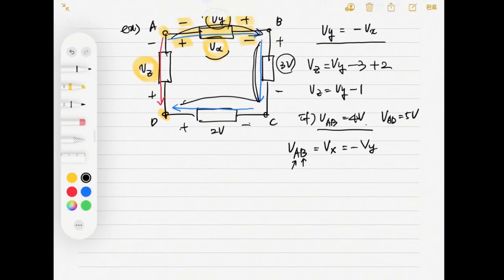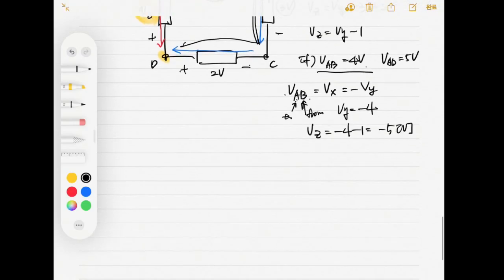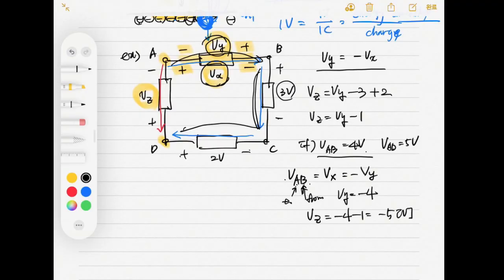We can say VAB. This is from. This is a 2. So we can say when you say VAB, that means VAB. So Vy is minus 4. So then you can say VD is minus 5 volts. You can say it in this way. Okay. Because voltage is a potential difference, when you define the voltage difference in this way, it's the same as going the other way.